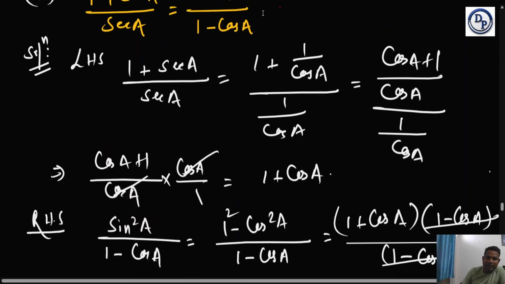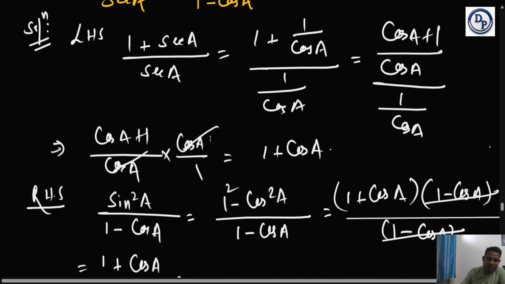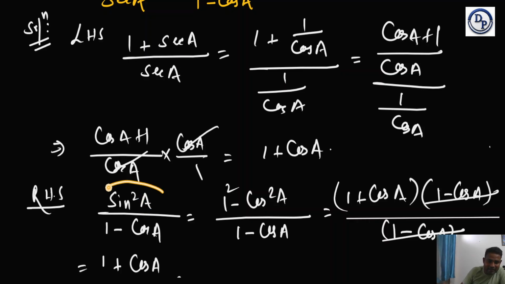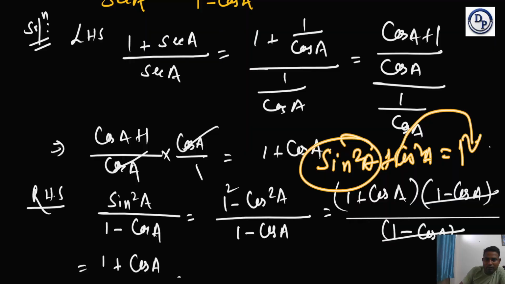So now I took the RHS again. The RHS was what? Sin square a divided by 1 minus cos a. Now sin square a can be written as 1 minus cos square a, as we know the identity sin square a plus cos square a gives us 1. From here, this sin square and this cos square a can be taken on this side, and it becomes what? 1 minus cos square a.